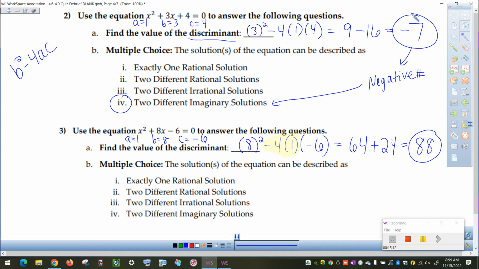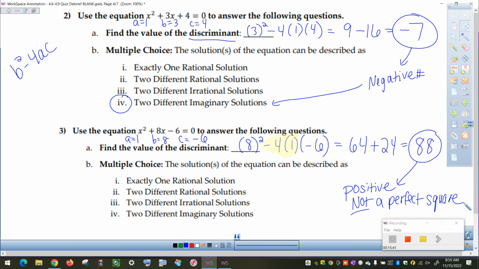Now, I'm noticing here that 88 is a positive number, but it's not a perfect square number. If you weren't sure, you could always just find that square root symbol on your calculator and try to take the square root of 88 and see if it's a whole number or not. This one is not. And so if this is the number that goes underneath the square root symbol, that means we're going to have a square root 88 in the answer.